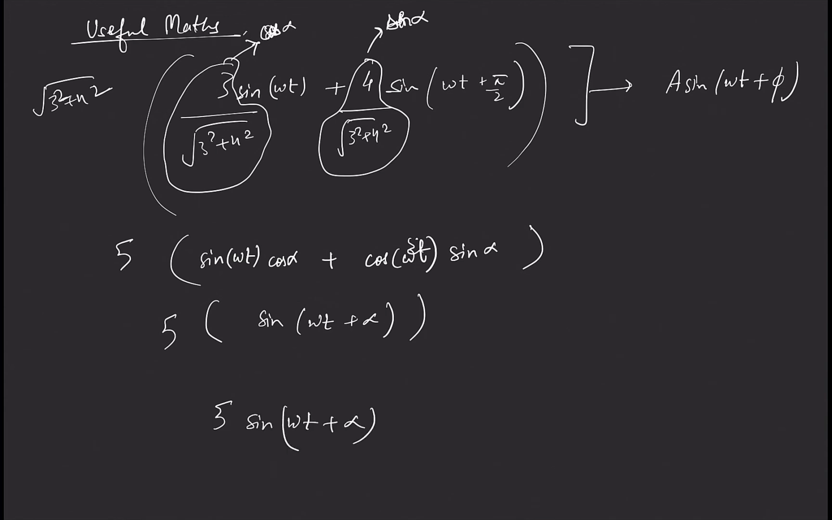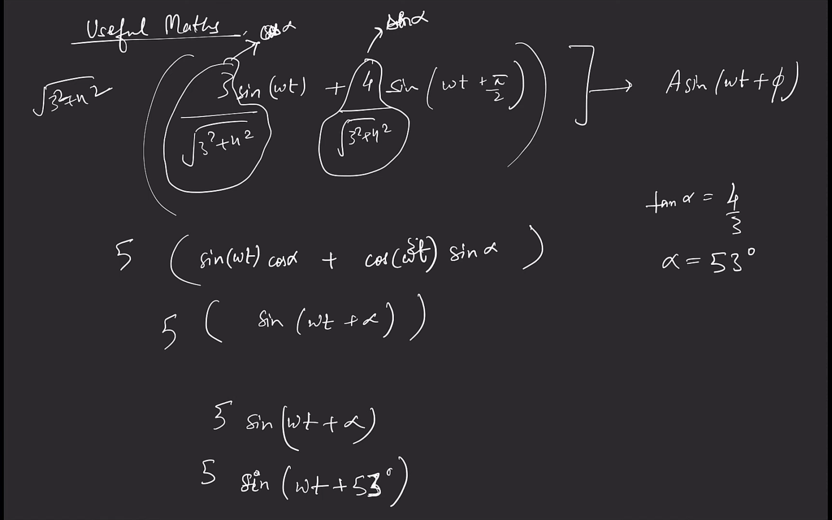Now the value of alpha can be found, because we know sine alpha is 4 by this and cos alpha is 3 by this, so we can calculate tan alpha to be 4 by 3, which implies alpha is equal to 53 degrees. So we can write this as 5 sine of omega t plus 53 degrees.